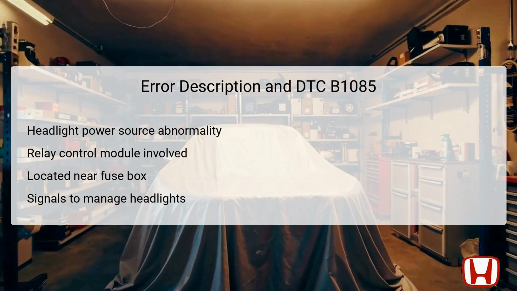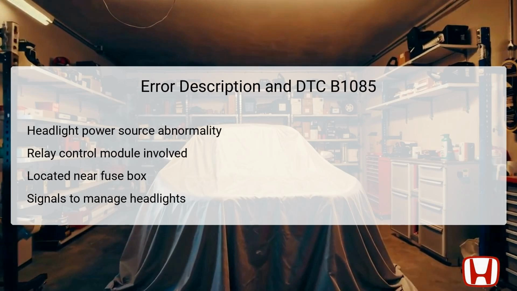The error description for DTC B1085 focuses on the low beam headlight power source's abnormal behavior. The headlight low beam system relies on the relay control module to function properly by routing power to the headlights as commanded by the driver through the combination light switch. The relay control module is situated close to the vehicle's fuse box, making it relatively accessible for repairs or inspections. This component acts as a control point, ensuring that when the driver activates the headlights, adequate voltage reaches them.